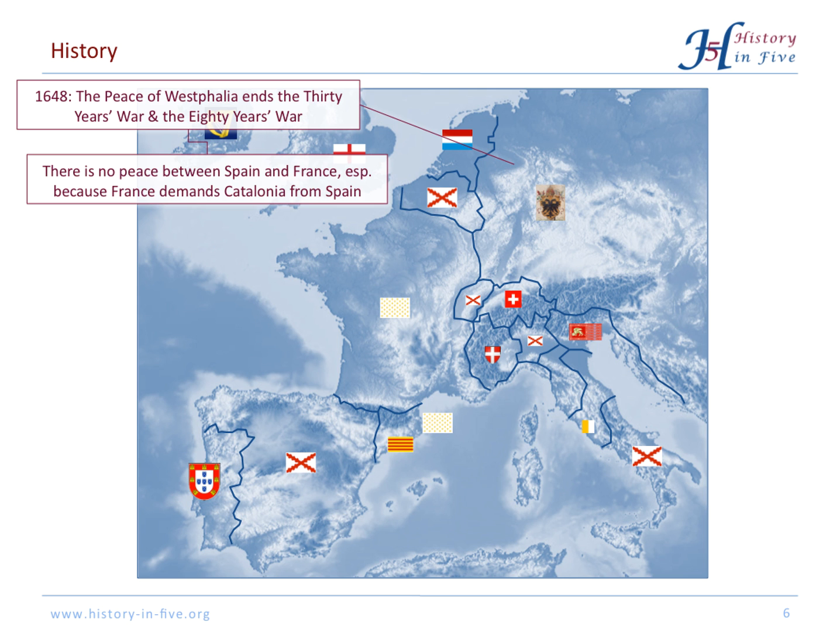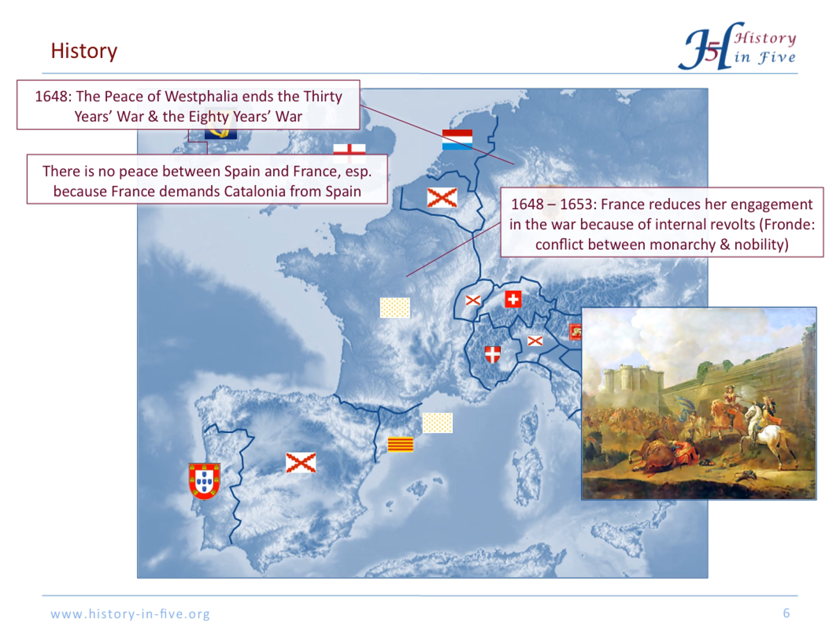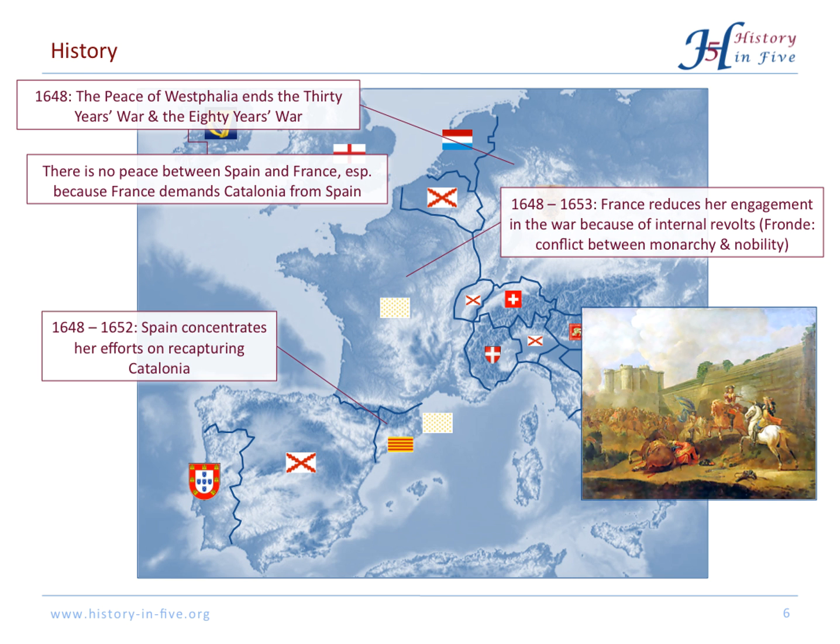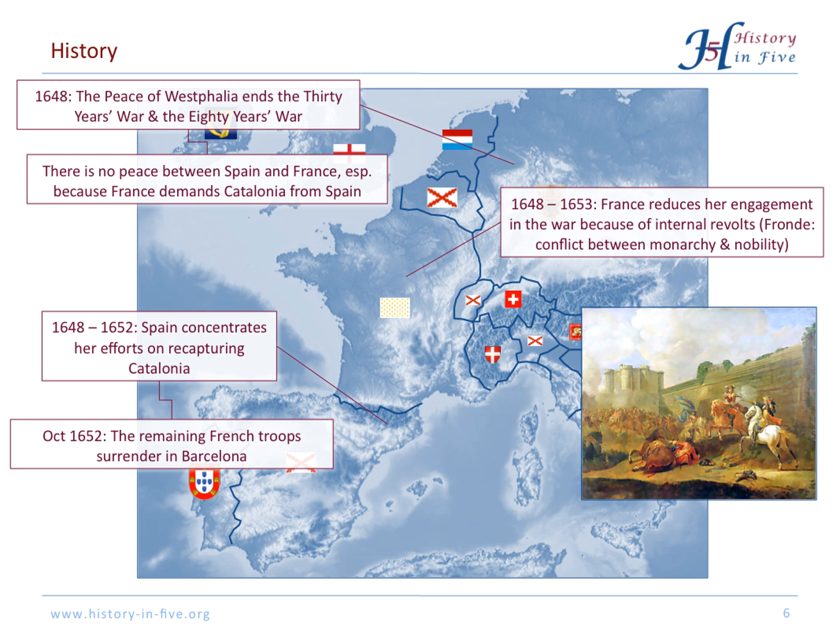Now the French thought, now we'll really push on and win the war against Spain. But, if you will, they did not clear their own backyard. There was a civil war between the centralist monarchy and the decentralized nobility. This was an opportunity for Spain, and the Spaniards concentrated their efforts to recapture Catalonia. They were successful, and by October 1652, Spain regained control over Catalonia.